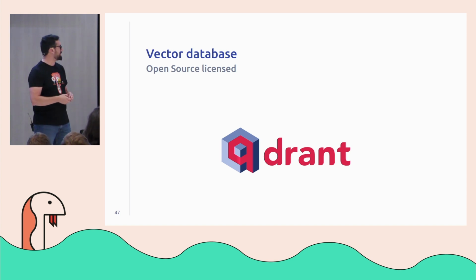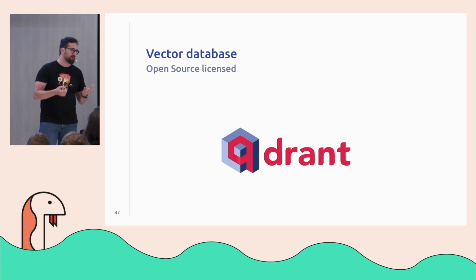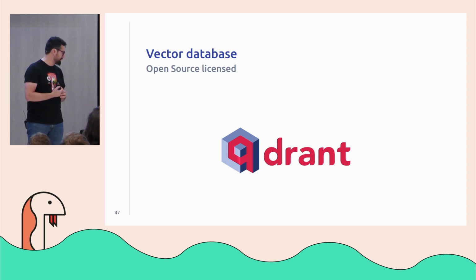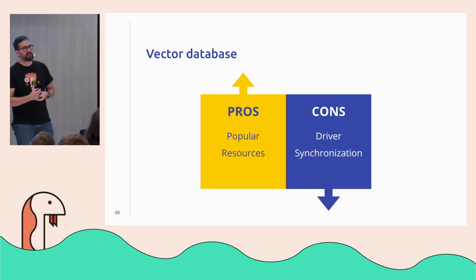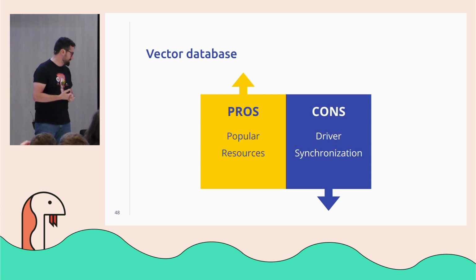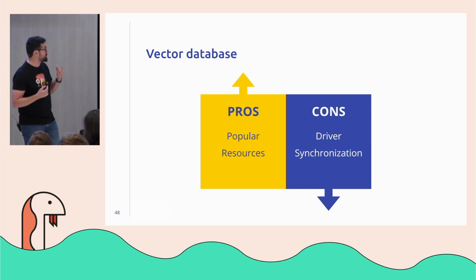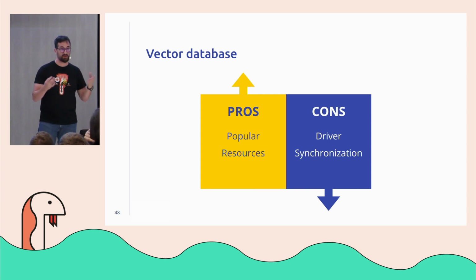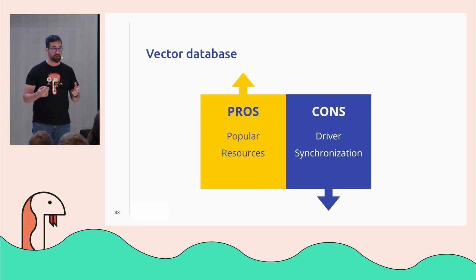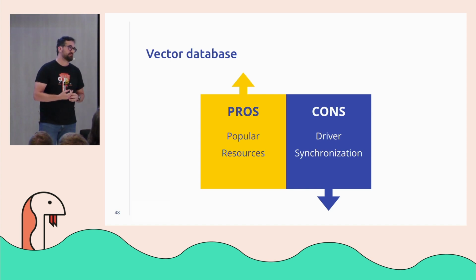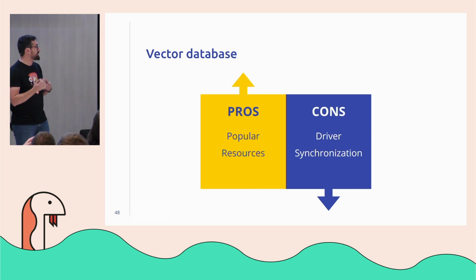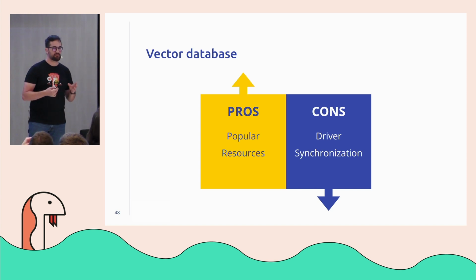To store these vectors, we can use a very good database. In this case, we have Qdrant, which I think is based on Rust, and it's very fast. It's open source. It works very well. But it can also have pros and cons. It's very popular. You can see a lot of resources online to use it, a lot of videos or articles. But on the downside, you need a specific driver for it, and you can have some problems synchronizing it with your original database.